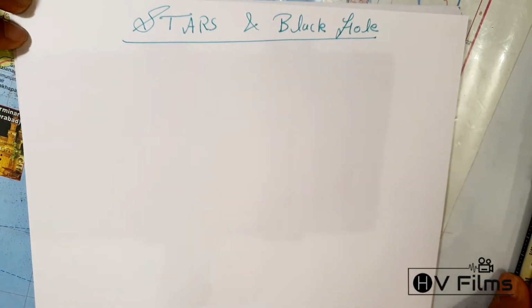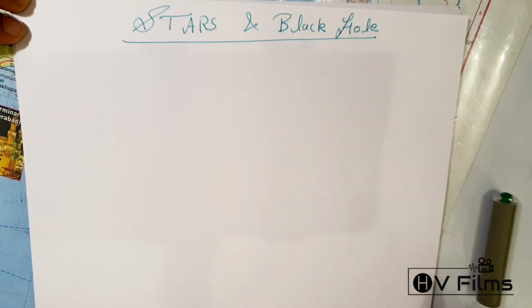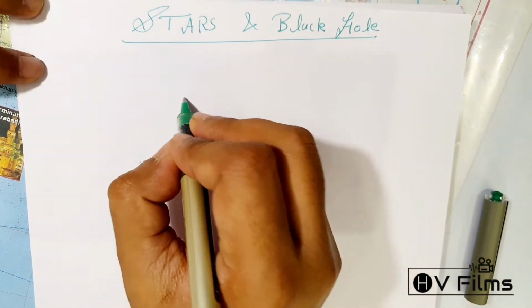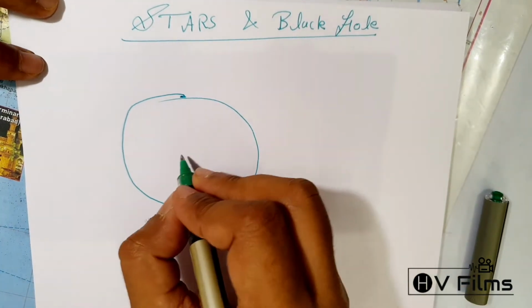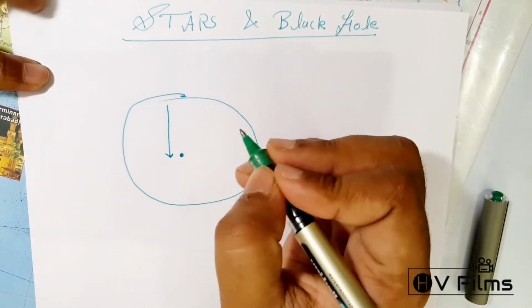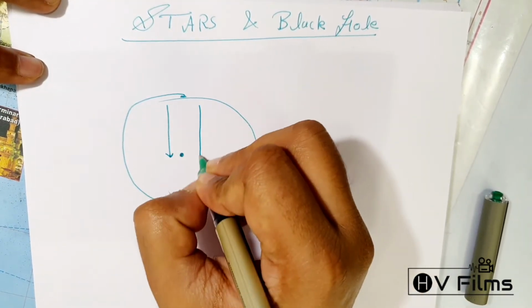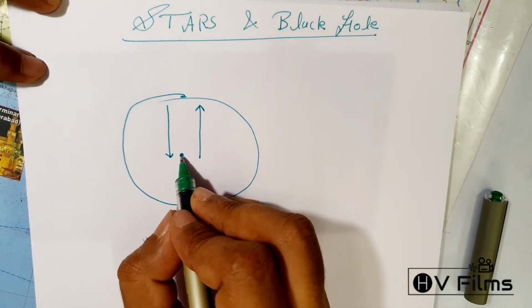Now this kinetic energy leads to the fusion reaction at the core or at the center of the star. So if this is a star, that is a very bad circle, but this is the center. There are two forces, one which is towards the center and another force which is outwards. Now the fusion is happening inside.